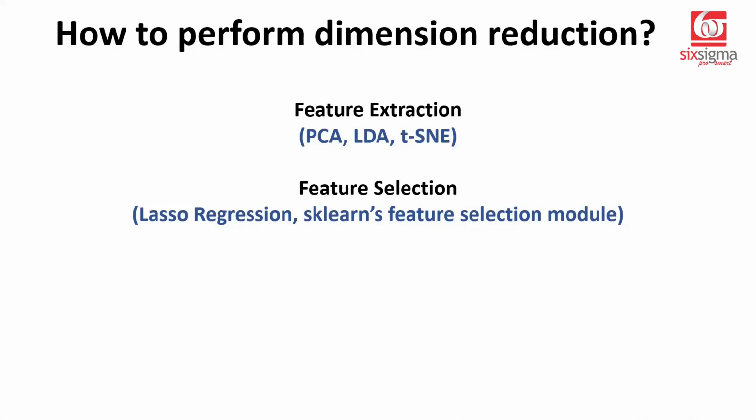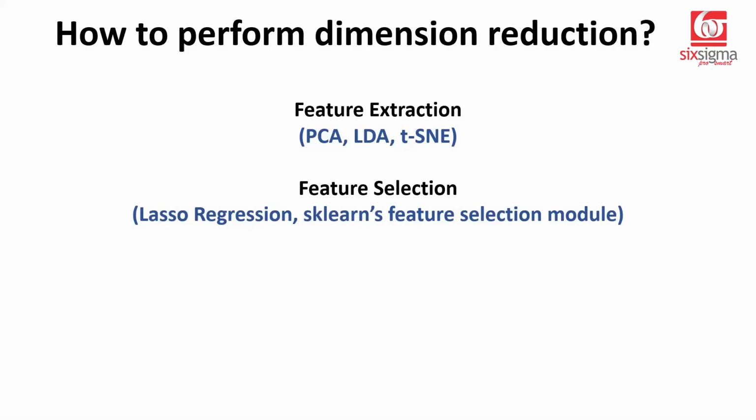The main difference is feature extraction would transform the feature space. It transforms the entire data explicitly or implicitly. But feature selection would select a subset of actual features, the original features, from the overall data. So it keeps the features in the original form intact, does not transform them.